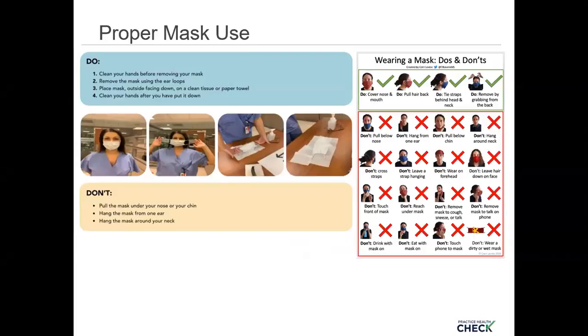You don't want to pull the mask under your nose or your chin. That's not the proper way to wear the mask. Do not hang the mask from one ear or hang the mask around your neck. You always want to remember that the front of your mask is always contaminated. So if it's not on your face, it shouldn't be on your chin or hanging from your ears.